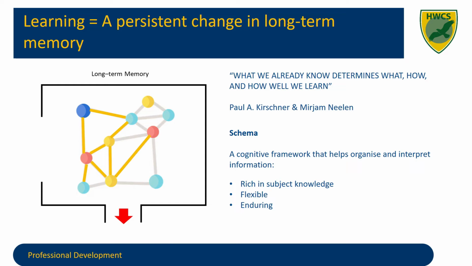Now those schemas, what we want from them is that we want them to be rich in our subject knowledge. So we want to have really thought about what is the powerful knowledge in our subject and what we want to teach them. We want those schemas to be flexible. So if they learn a piece of information, we want them to be able to apply that piece of information into various different settings or various different questions if it's a Key Stage 4. And we want it to be enduring. That means that we want it to last. So if we're going to do that, we've got to create mechanisms to make sure it lasts so we can use it in future.